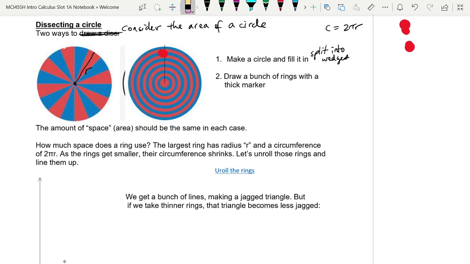There we go. Pretend I was able to do it just nicely like that. You get the idea, right? Okay, so the amount of space in both of these circles is the same. So it's going to be pi r squared.